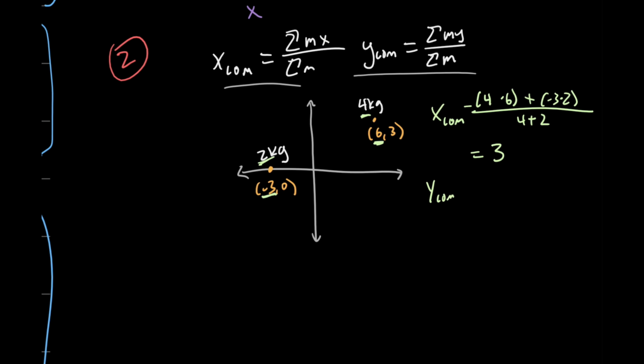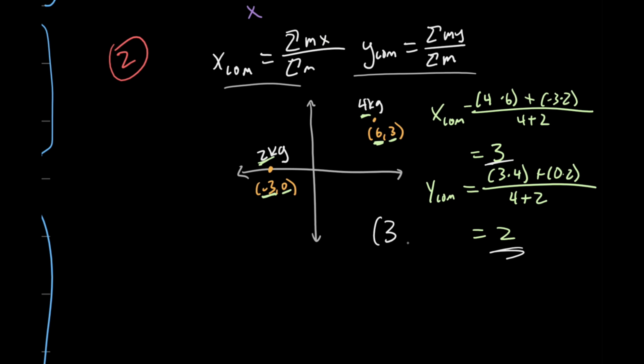Now our sum in the y direction is going to be 3 times 4 plus 0 times 2 over, again, 4 plus 2, which is going to give us 2. So using this x coordinate and using this y coordinate, we can see that the center of mass of our system is at 3, 2. So using our 3 over here, our 2 over here, we can say that the center of mass is at x equals 3 and y equals 2.